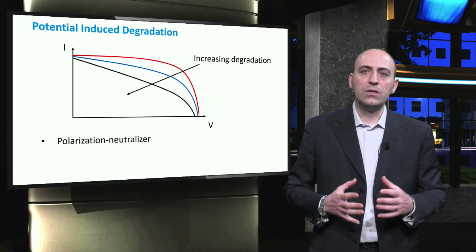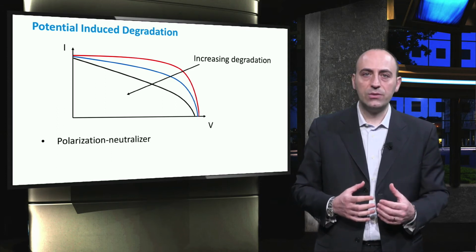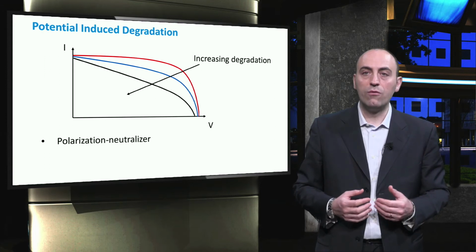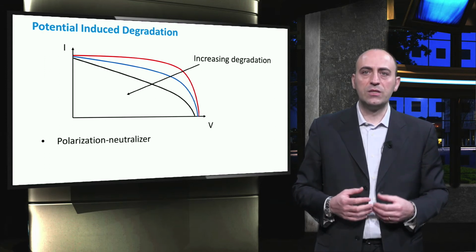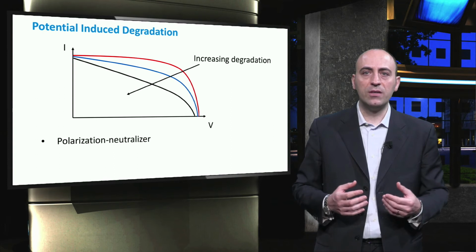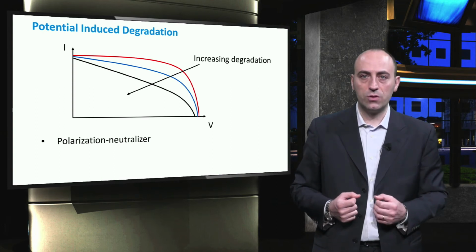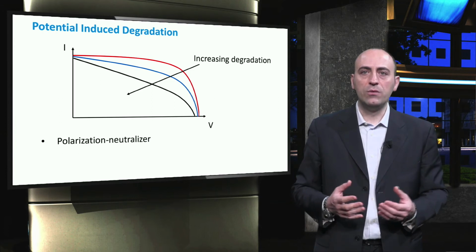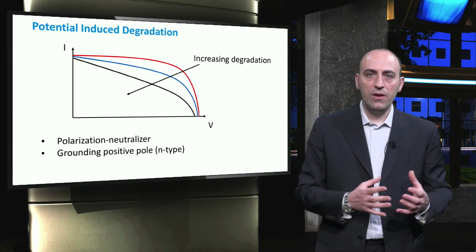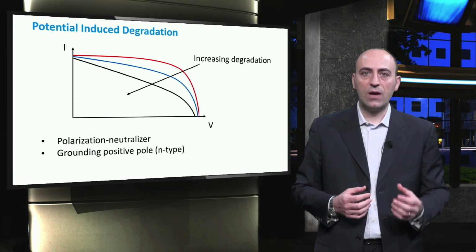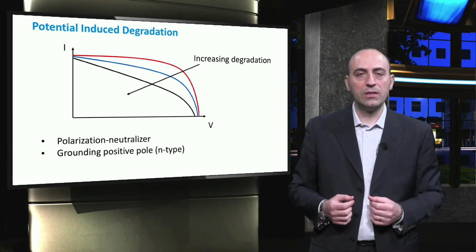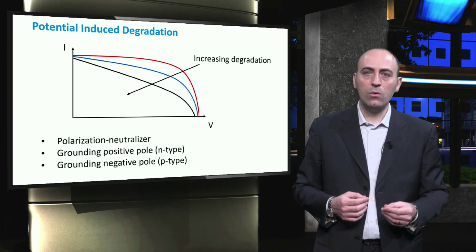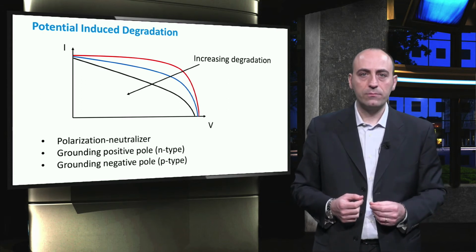One method is to use a polarization neutralizer that applies a reverse voltage to the affected pole overnight. This solution is preferred when the array cannot be grounded because of the inverter chosen. If grounding can be performed, we have to differentiate between two cases. If the wafers of the PV panel are N-type, then the positive pole should be grounded. On the other hand, if the cells are the P-type, the pole to the ground is the negative one.